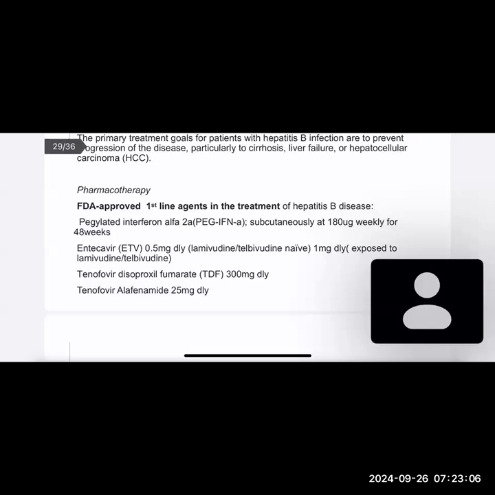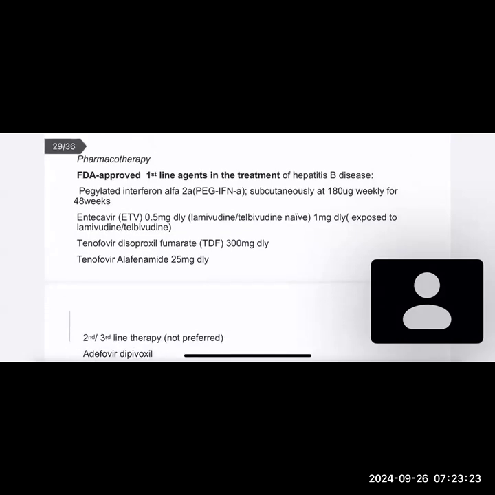So looking at the pharmacotherapy, the FDA-approved first-line agents in treatment of hepatitis B are the pegylated interferon alpha 2A, which is given subcutaneously. We can also use entecavir at 0.5 milligram daily, tenofovir disoproxil fumarate, which is the commonly used nucleotide reverse transcriptase inhibitor, and this is given at 300 milligram daily. We can also use tenofovir alafenamide at 25 milligram daily.